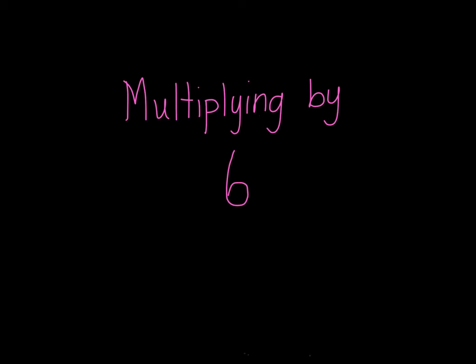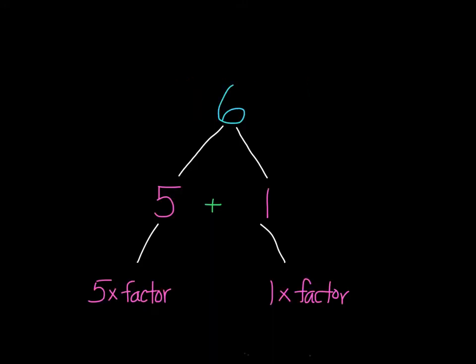In this lesson, we're going to look at strategies for multiplying by the number 6. So, the strategy here is to think about 6 being divided into 5 plus 1. Then, you're going to take the factor that you're multiplying by 6 and multiply it by 5, and then add one group of that factor, or 1 times that factor.